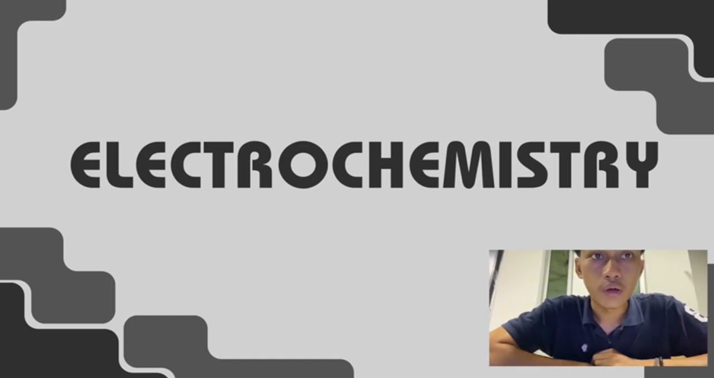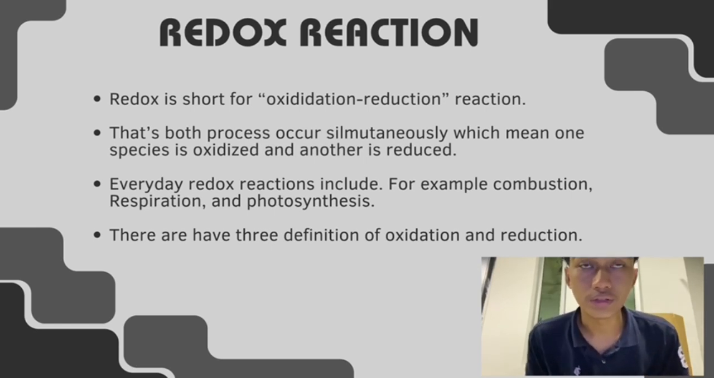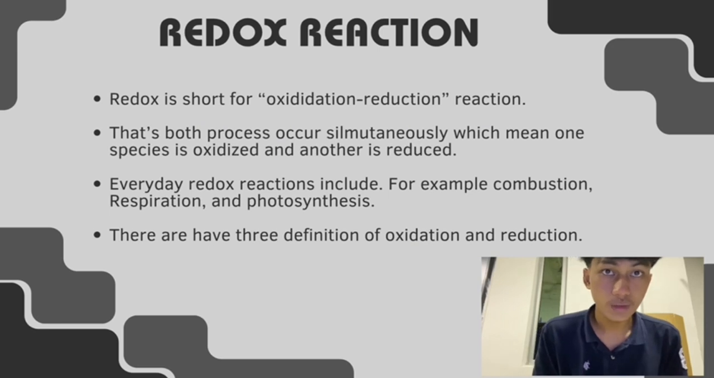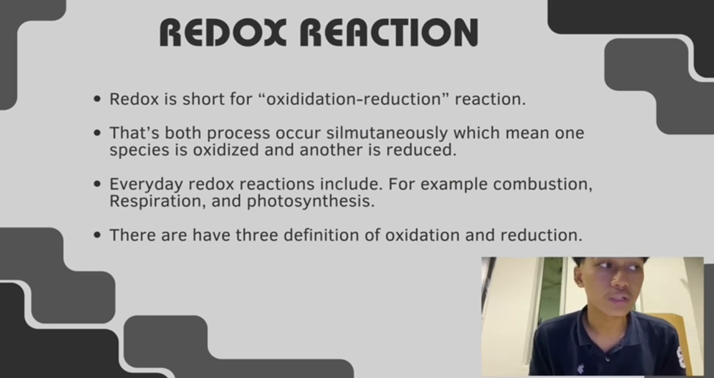So, I will explain my slide first. Chapter 3 is about electrochemistry. So, this is redox reaction. What is redox? Redox is short for oxidation reduction reaction. Both processes occur simultaneously, which means one species is oxidized and another is reduced. So everyday redox reactions include, for example, combustion, respiration, and the last one is photosynthesis.